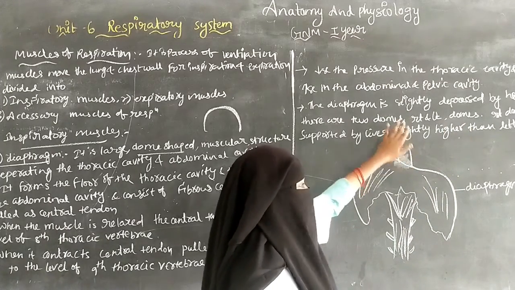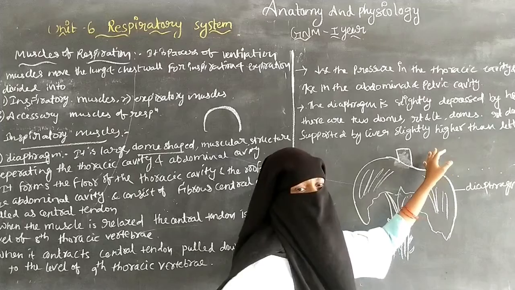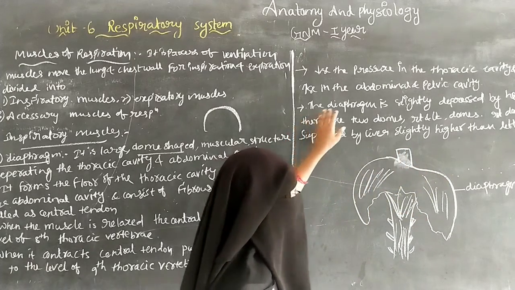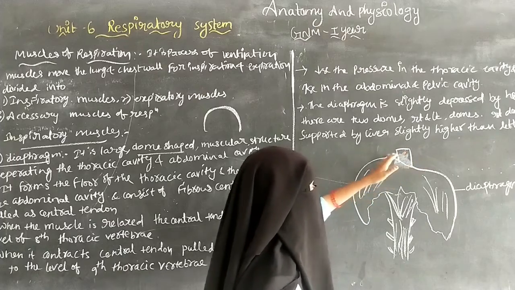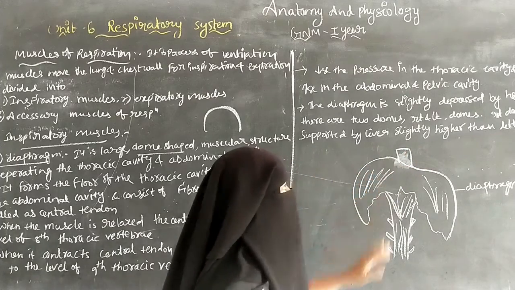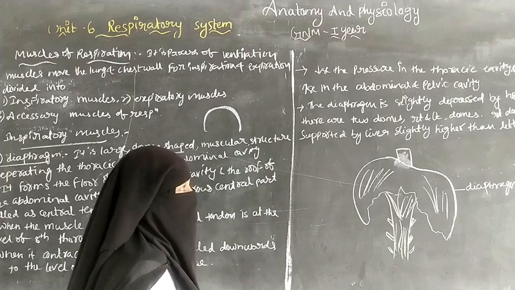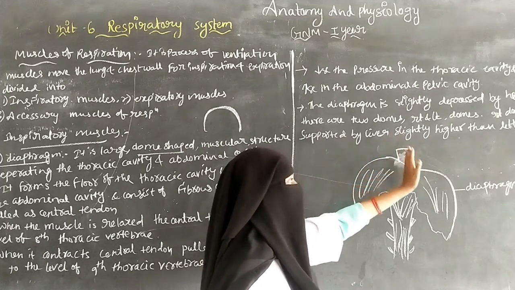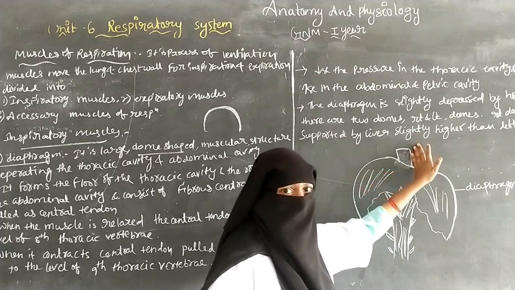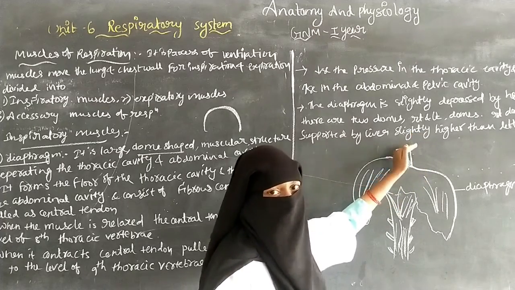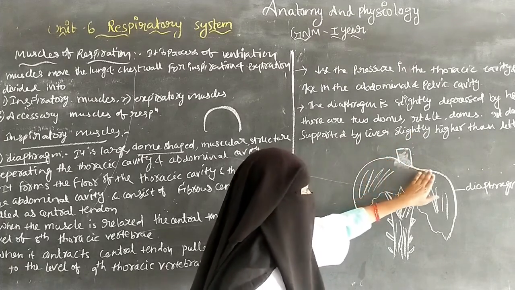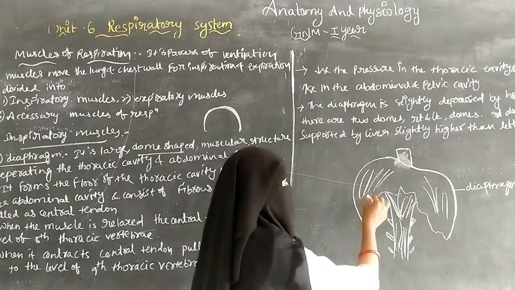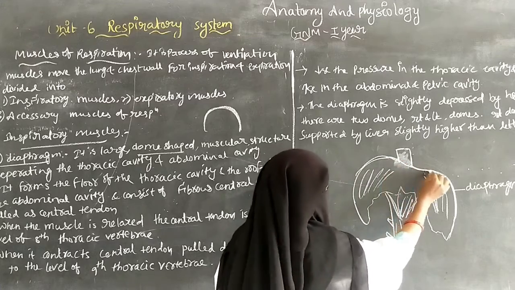The heart is situated above the diaphragm. Because of the location of the heart, the diaphragm is slightly depressed, so what is one dome becomes two domes.